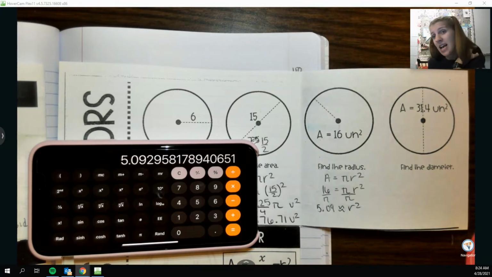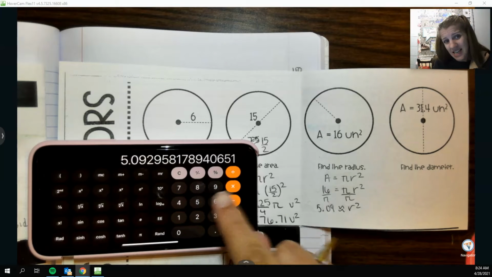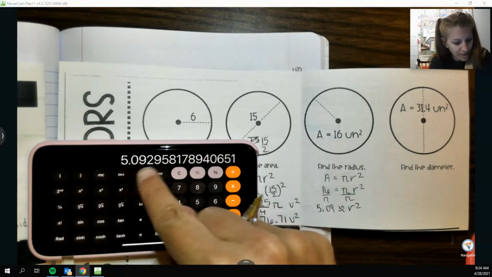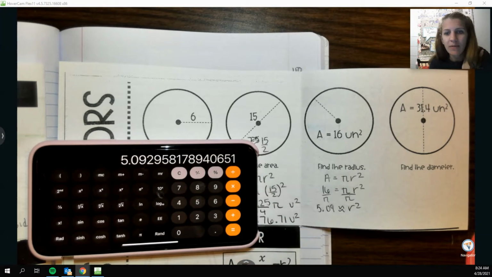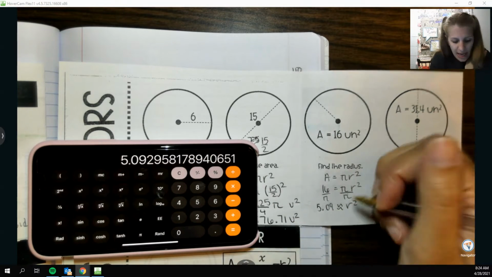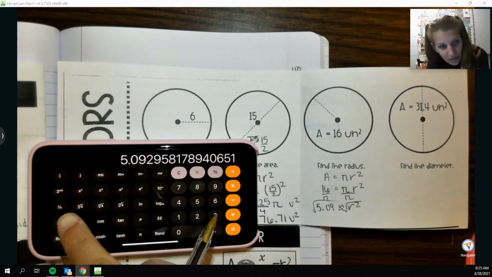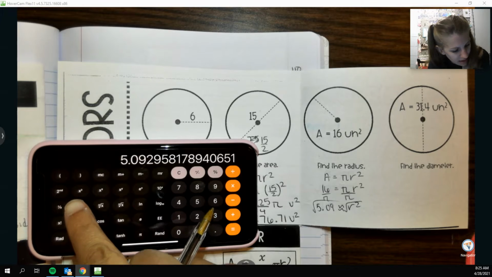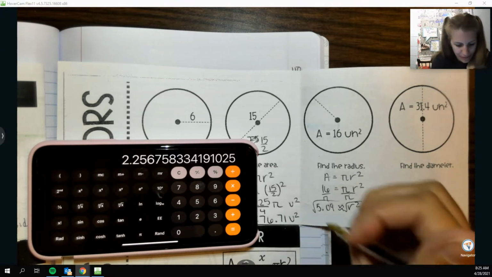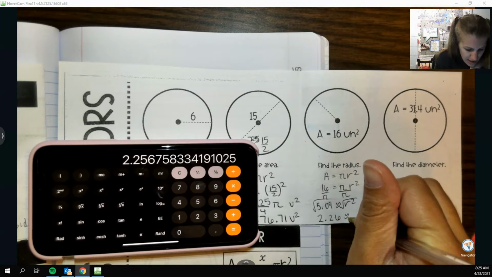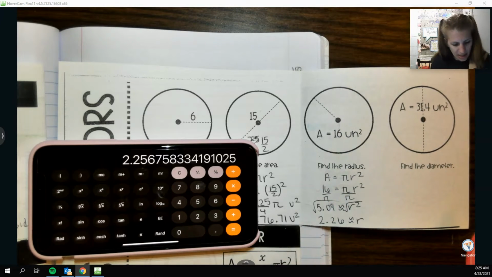Now the thing is, I don't want to erase this and then retype in 5.09 because I chopped a whole bunch of that information off. So try to leave this number in your calculator, and now we're going to square root it. So I just hit the square root button, which we have over here, and it does it right for you. So 2.26 is the approximate radius for that one.